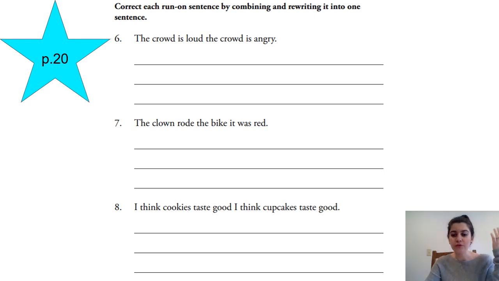Now, we just said that we don't need to write the crowd twice. So how did they describe the crowd? They used 2 words to describe it. What were those 2 words? Good, they used loud and angry. So instead of saying the crowd is loud, the crowd is angry, we can just say the crowd is loud and angry. Like this. The crowd is loud and angry.